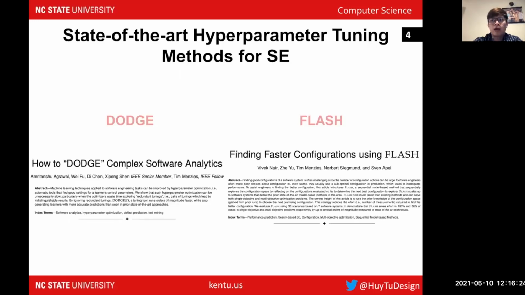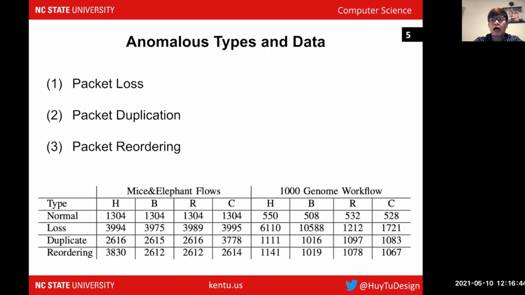The state-of-the-art hyperparameter tuning methods for SE include DODGE, which navigates the output space by dodging away from prior options that resulted in statistically similar performance, or FLASH, a sequential model optimization-based method from software configuration. There are three types of anomalies in our dataset. There are 8 datasets for 2 cases, the Montage elephant flow and the 1000 genome workflow, with 4 classes of transfer: the 3 anomalous types and also the normal class.